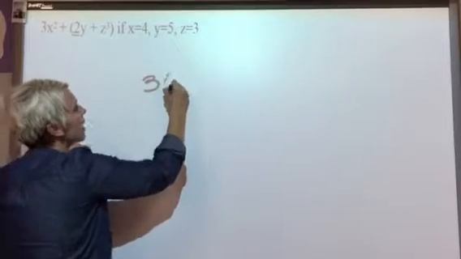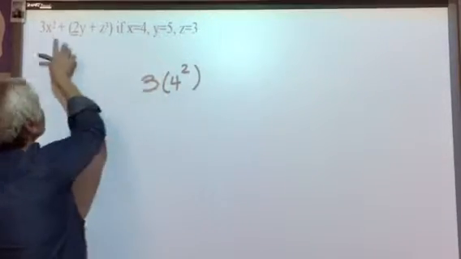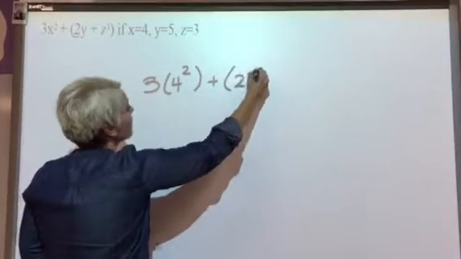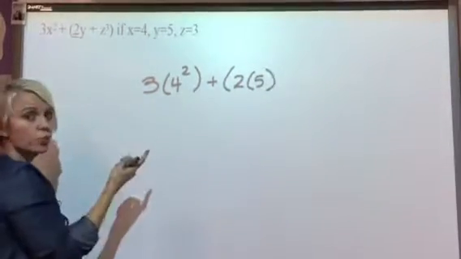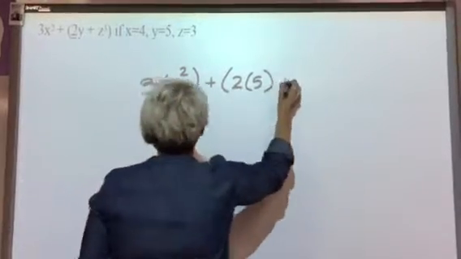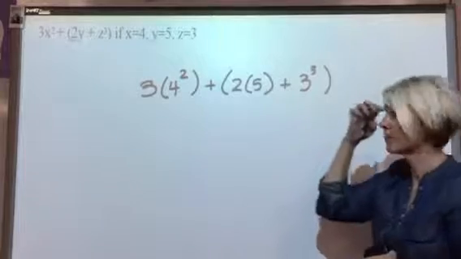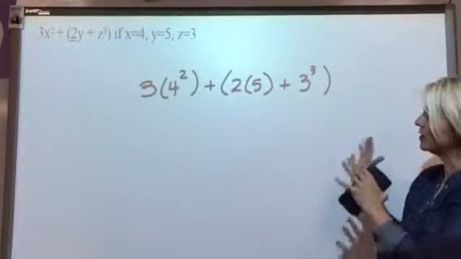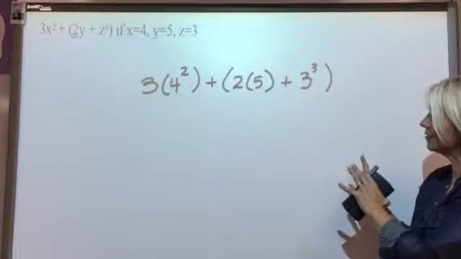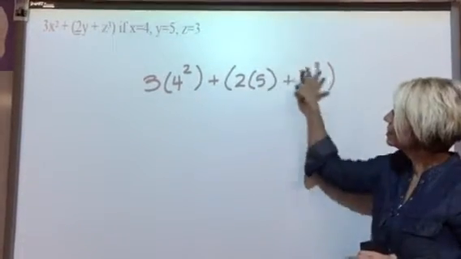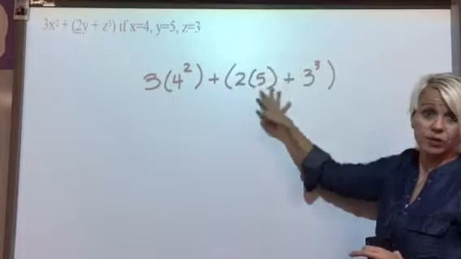So this is 3 times 4 squared, because I do x squared, plus 2 times 5, because it's 2y, plus 3 to the power of 3, because it's z cubed. Now I'm going to follow order of operations. I have some powers that I have to simplify, but yet I need to look at my parentheses first. So I'm going to work inside here because I have some parenthesis work to do.